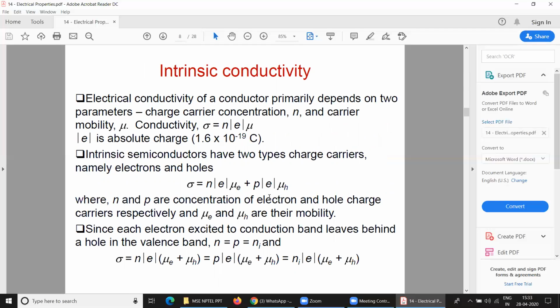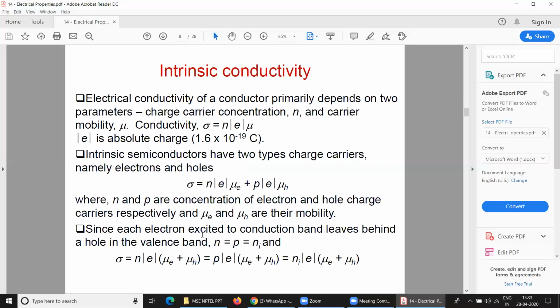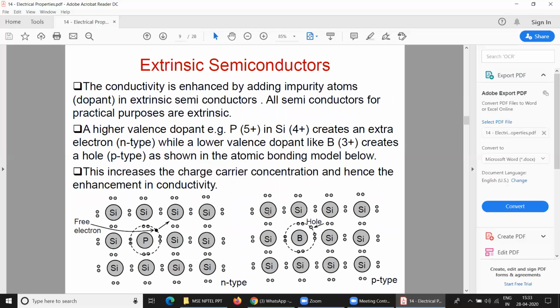Electrical conductivity of a conductor primarily depends on two parameters: charge carrier concentration n and carrier mobility mu. The conductivity sigma is also written here. In intrinsic semiconductors there are two types of charge carriers, namely electrons and holes, as I have discussed already in the previous diagram. The hole is also a charge carrier, and electrons are also charge carriers. This is the formula which is already denoted here.